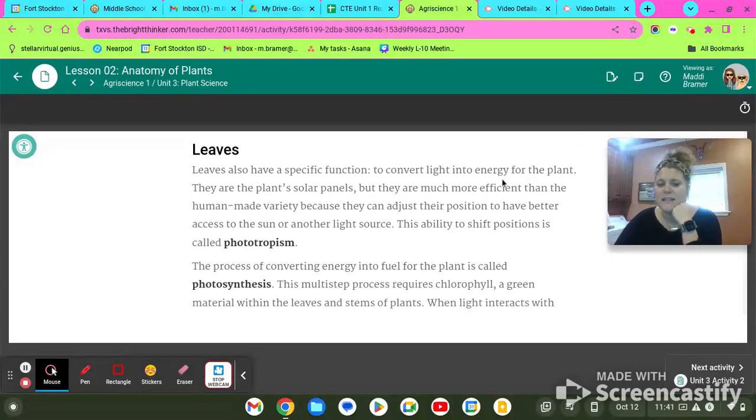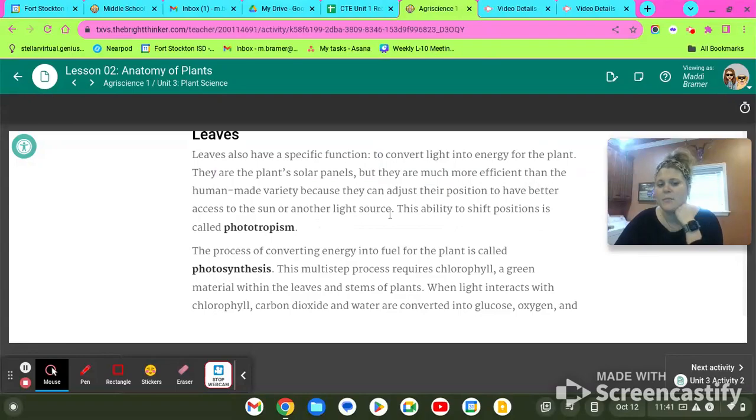So next you've got leaves. Leaves are very important because, like we know, they are what's going to convert light from the sun to energy for the plant. So they turn light to food, which is what the leaves do. Leaves are very, very important.